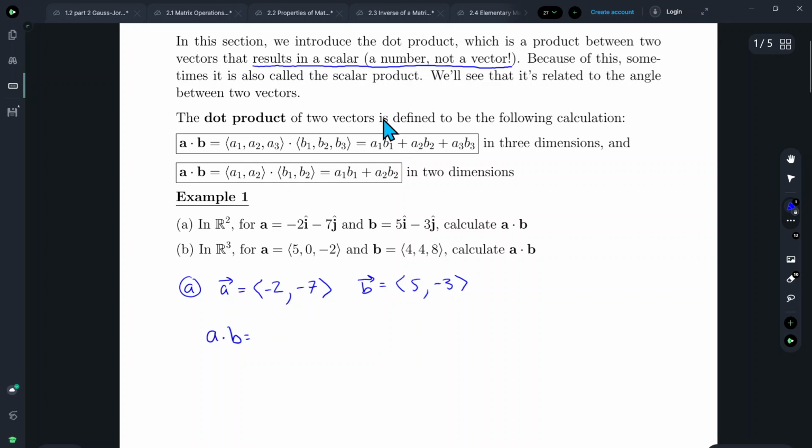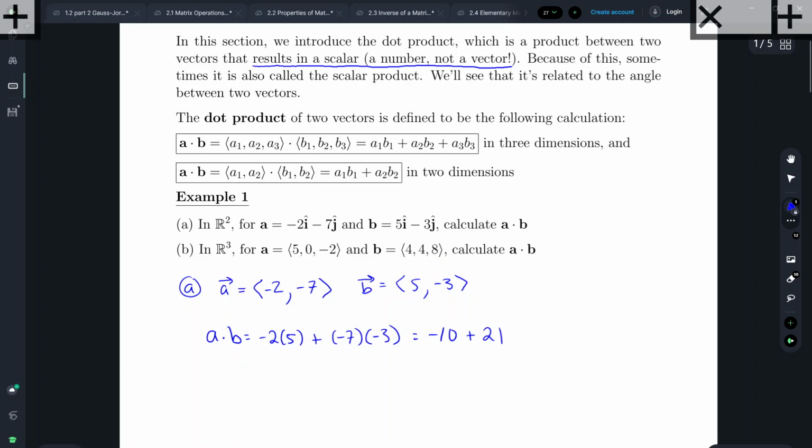You multiply the corresponding components together. So -2 times 5, but then you have to add each of those terms up, so plus -7 times -3. Again, the result here should be a number. So let's do the calculation. The first term is -10, and then -7 times -3 is 21, and then I have to add this together, so -10 plus 21 is equal to 11. And so we see the result of this dot product is just a single number.